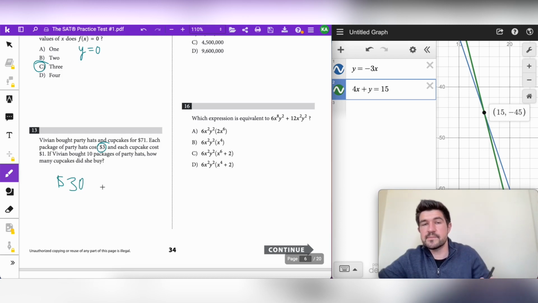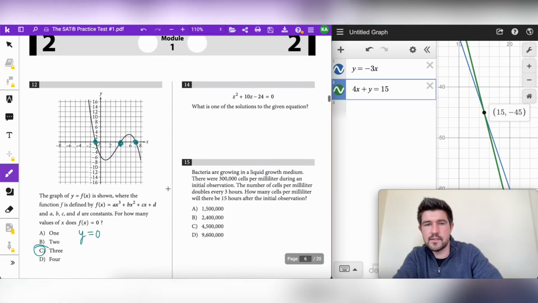Now, you know that she spent $71, and all that rest of the money must have gone towards cupcakes. So if you take 71 and you subtract the 30 that she spent on party hats, you get $41. And because each cupcake was exactly $1, that must mean she bought 41 cupcakes. Simple. What about this one up here?